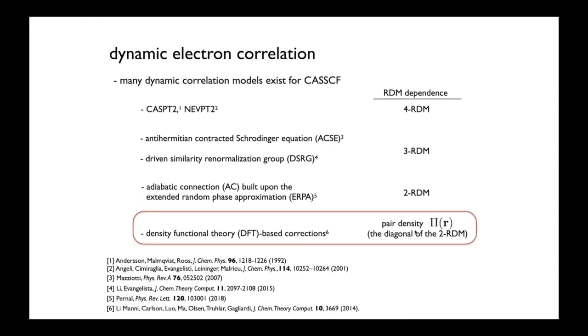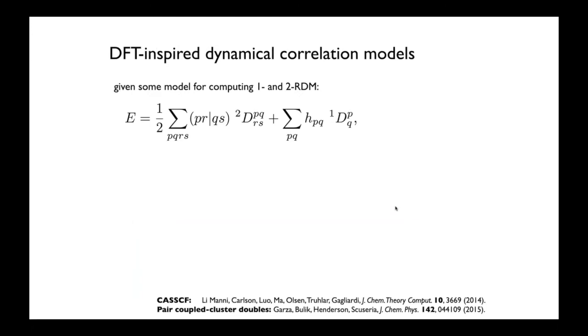So this is what I'll mention real quickly. I'm going to blow through how this method is described and show you 2 result slides. Okay, so given some model for computing the 1- and 2-RDM, that could be v2RDM-CASSCF, it could be conventional CASSCF, it could be something like pair coupled cluster doubles.